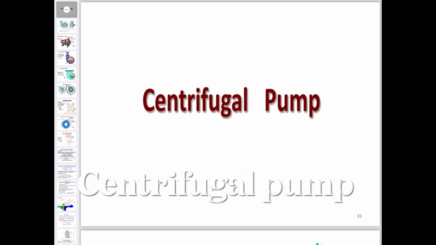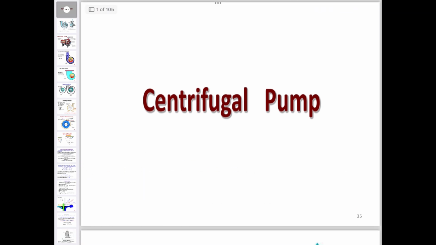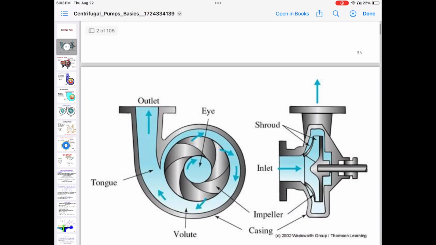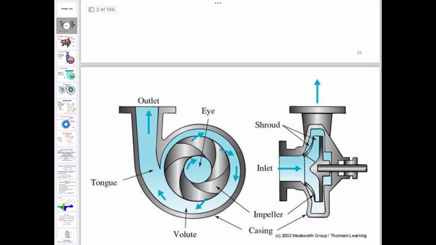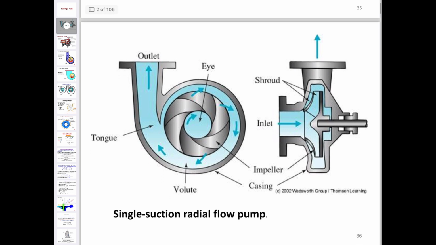Centrifugal pumps are used for industrial purposes. The pump is used to move liquid from one place to another. This pump, we will see, has an impeller and a volute casing, and it uses centrifugal force, supported by a motor, to transfer the liquid from one place to another.